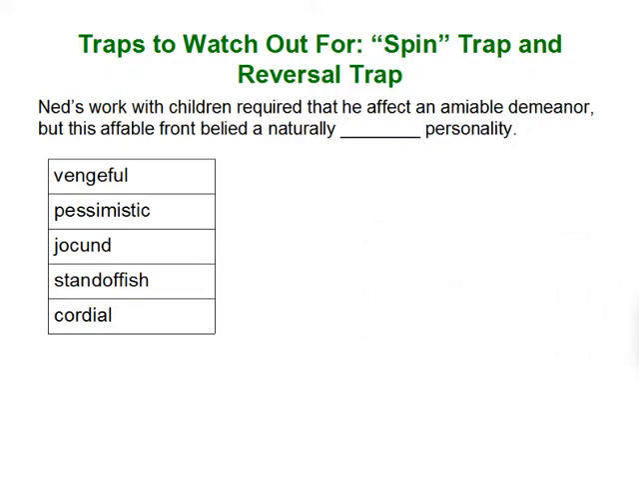Okay, that's a minute for this one. Let's go ahead and check it out. Again, we've used this word belied to indicate our pivot. So Ned's work with children required he affect an amiable demeanor. And it's great to know here that affable and amiable are synonyms. We also have the pivot but, so lots of pivots here to indicate that we're talking about something else now.